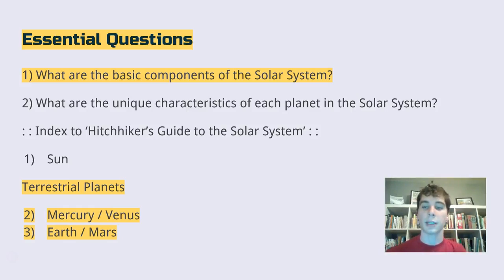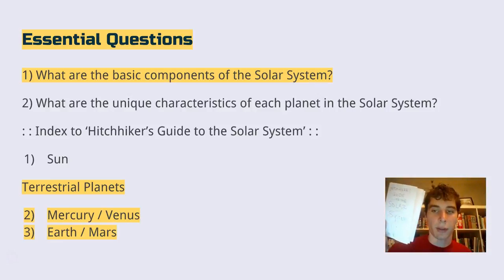Today we are going to be continuing with our essential question of what are the basic components of the solar system. We talked about the sun at the center of it all yesterday in lesson 1. Today we're going to be talking about the terrestrial planets: Mercury, Venus, Earth, and Mars. We're going to be adding to our Hitchhiker's Guide, so make sure you have that with you.